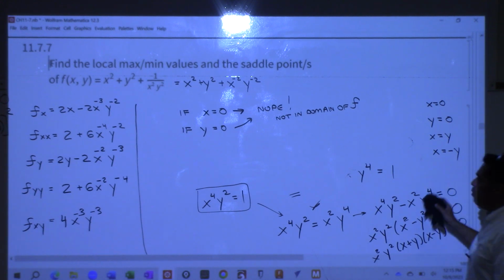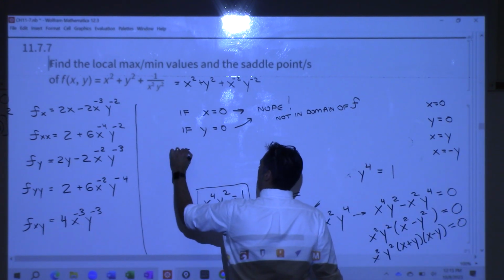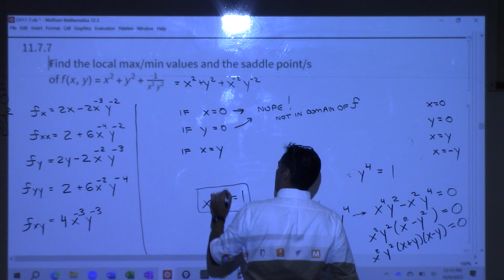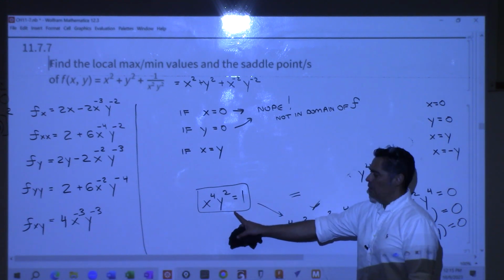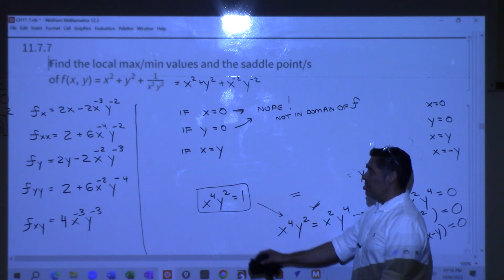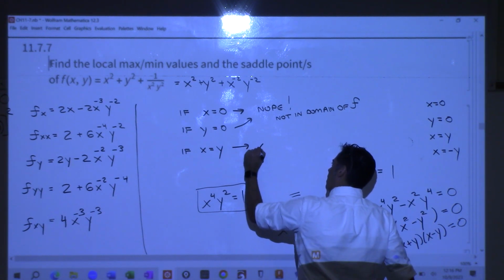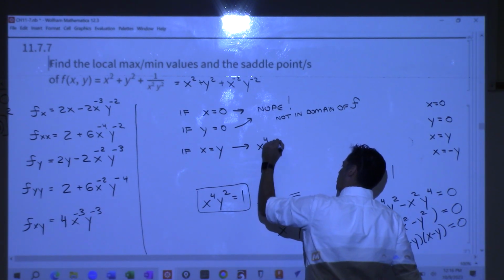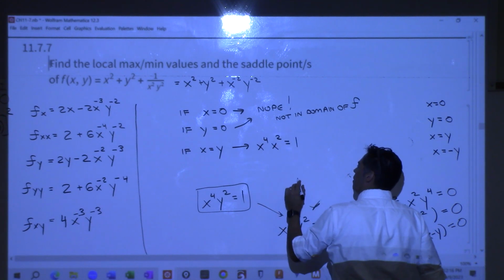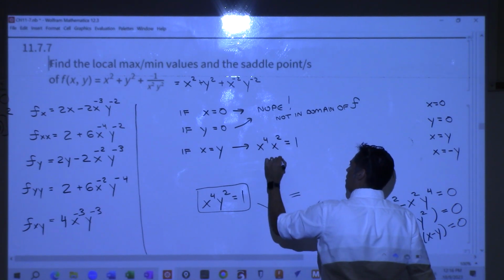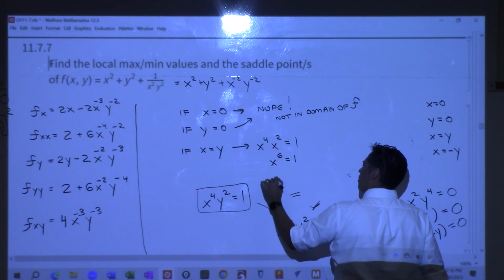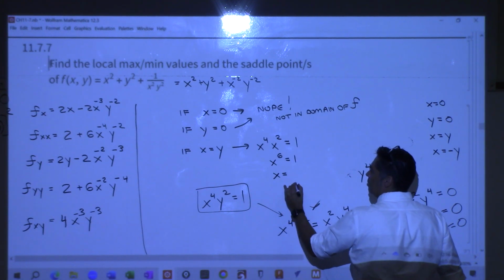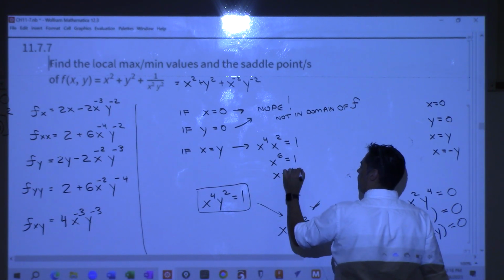Now, what if x equals y? If x equals y, then let's go into this and replace y with x, right? Then you get x to the 4th, x squared equals 1, which means that x to the 6th equals 1, which means x equals 1 and negative 1.